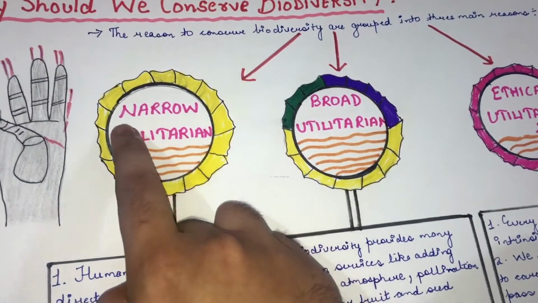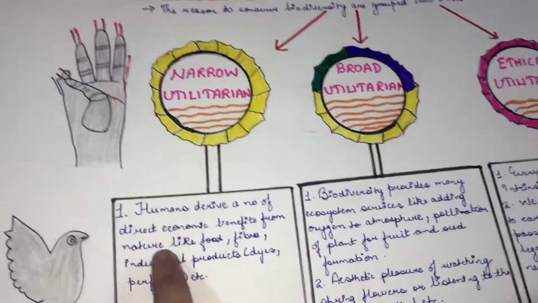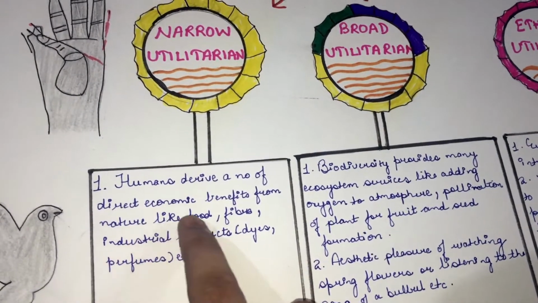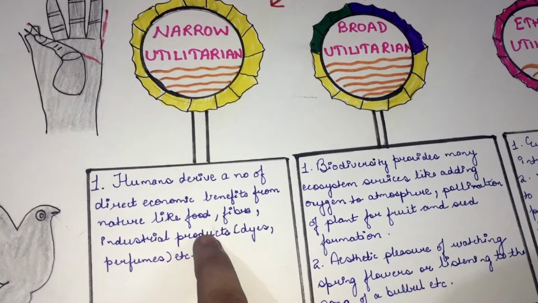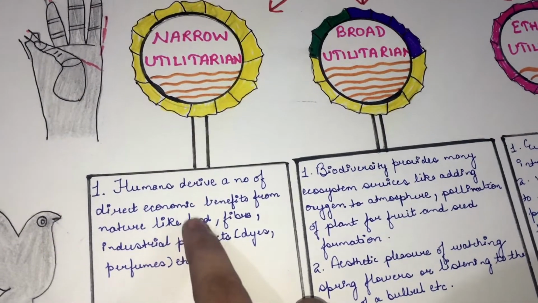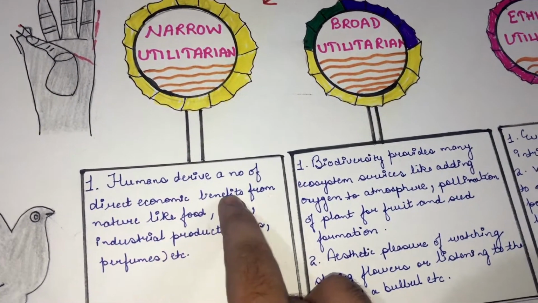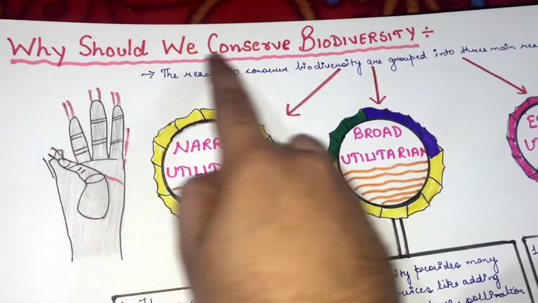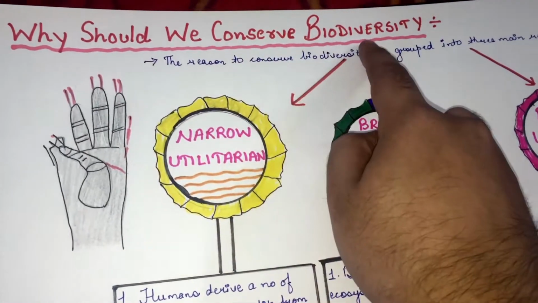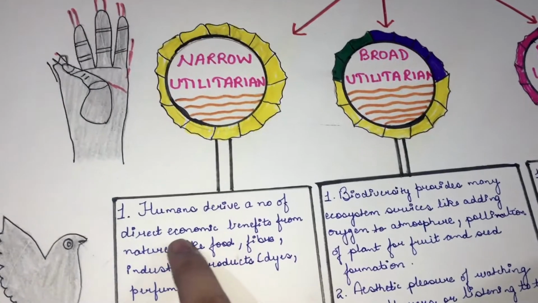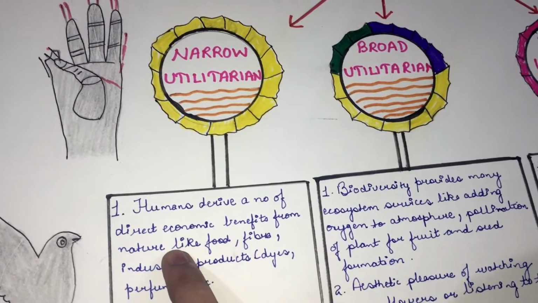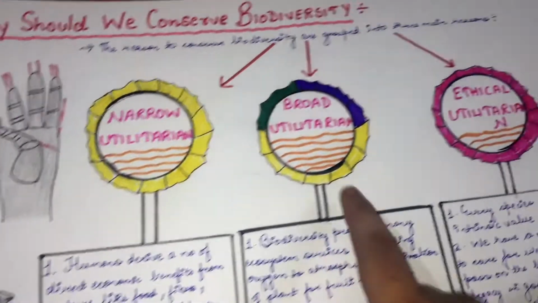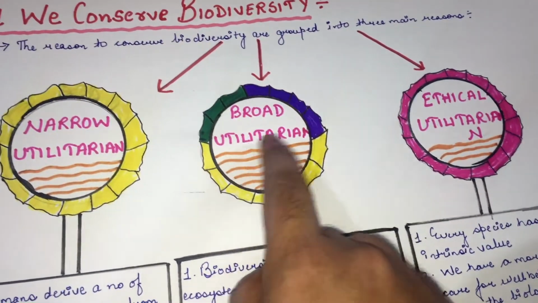So what should we remember under narrow utilitarian? Humans derive a number of direct economic benefits from nature, like food, fiber, and industrial products like dyes and perfumes. So we derive a number of direct economic benefits from the ecosystem. So we should conserve the biodiversity since we derive a number of economic benefits from it, like food, fiber, and industrial products.